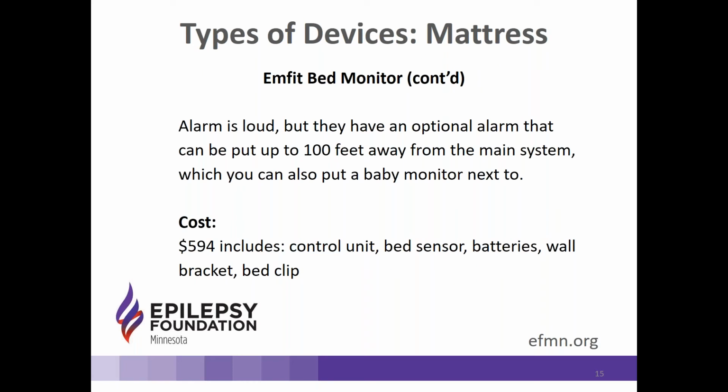The way this bed monitor notifies people is through an alarm, and the alarm is loud. There is an optional alarm that can be put up to 100 feet away from the main system. The reason someone might consider doing that is if you have other people in the house and you want to be alerted if your loved one is having a seizure, but you don't want the entire household woken up, especially if you have other young children.